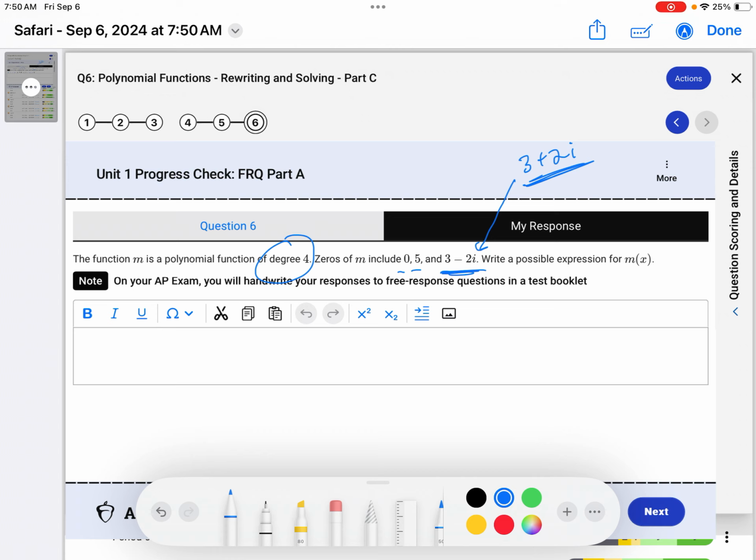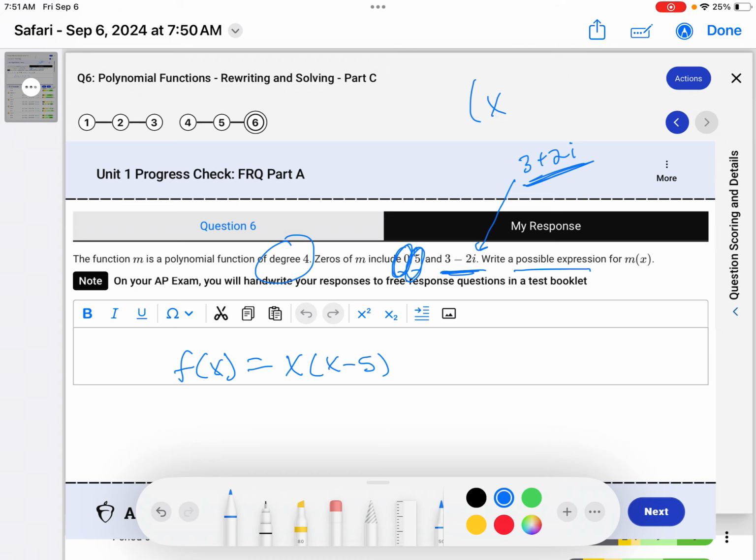They won't tell you, right? They're not going to say, oh, there's a 4th 0 that we didn't mention, right? So you have to remember that. And then it just said write a possible expression. So I'm going to write f of x equals, if 0 was a 0, the factor would be x. If 5 were a 0, the factor would be x minus 5.